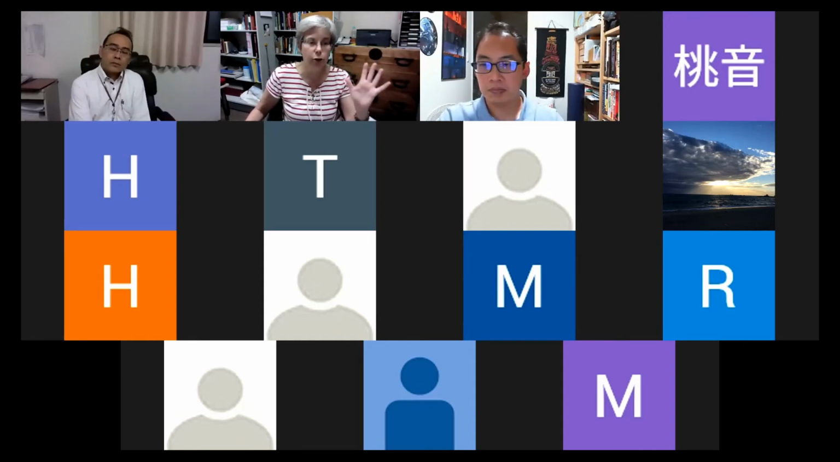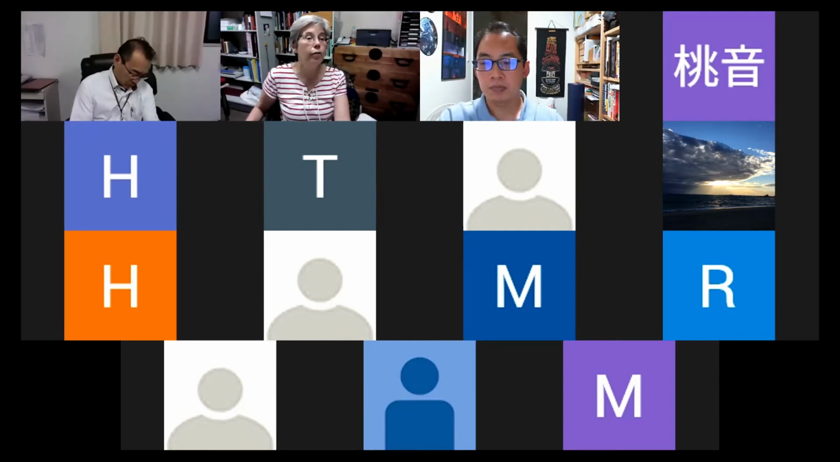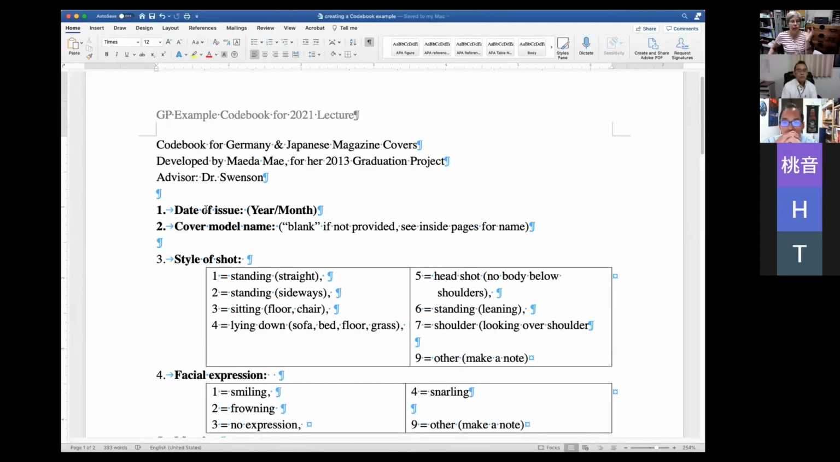Let me show you now Ms. Maeda's code book. A copy of this will be in our shared drive, so you can take a look at it. She could have coded for other things, but this is what she did code for. Okay, so she coded, of course, the name of the magazine, which is important, and the date of the issue, the year and the month. Year wasn't really important, but she recorded that information anyway. The cover model's name, because a lot of times a famous person or a famous model was used in the cover shots. If that did happen, she included the name. If it did not, she left it blank.